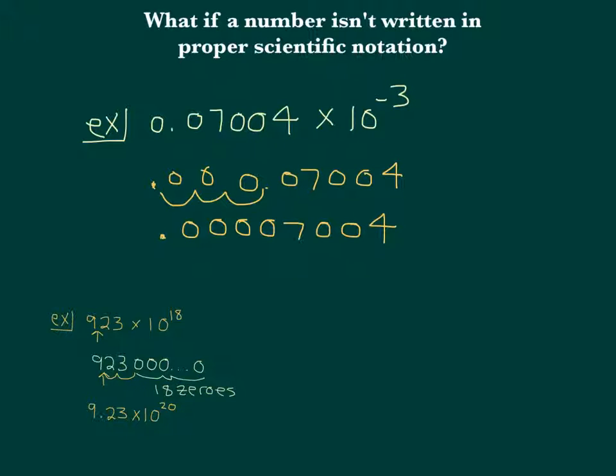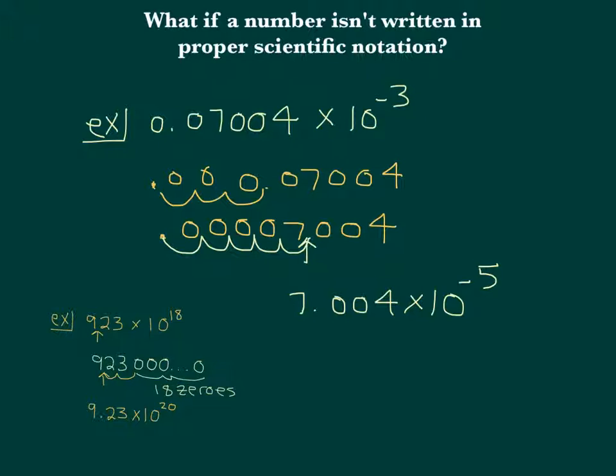Now, where do we need the decimal point to be in proper scientific notation? Right here, between the 7 and the 0. So that way we'll have 7.004 times 10 to the power of whatever we need to move. 1, 2, 3, 4, 5. So the negative 5th power.